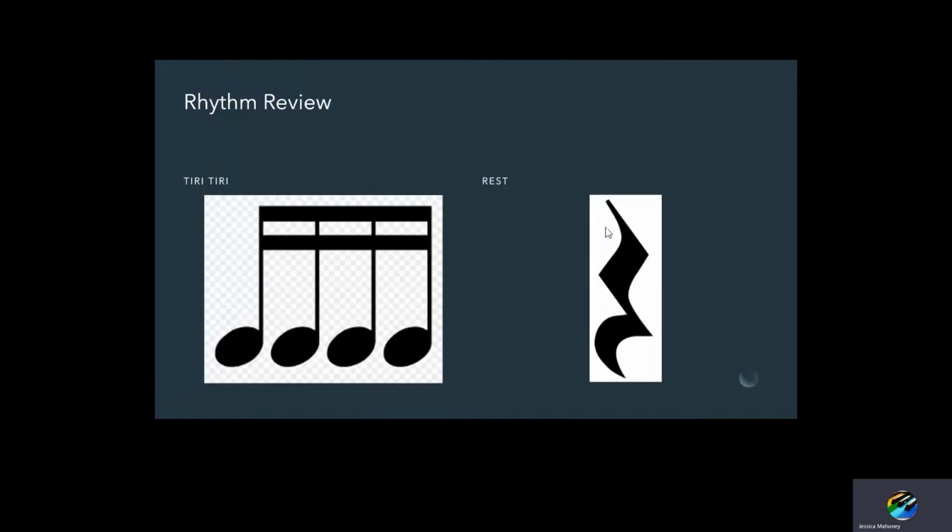And then the last one looks kind of like a squiggly line or a lightning bolt. That note is called a rest. And when we see a rest, it means we don't make any sound at all. A rest is a beat of silence. So it sounds like this. See? No sound at all. That is a rest. When you use a rest, you rest your sound. There's no sound.